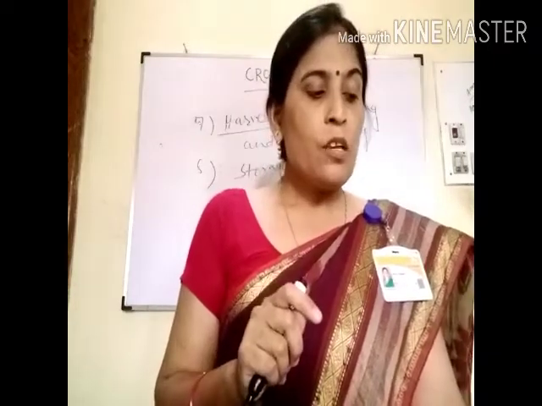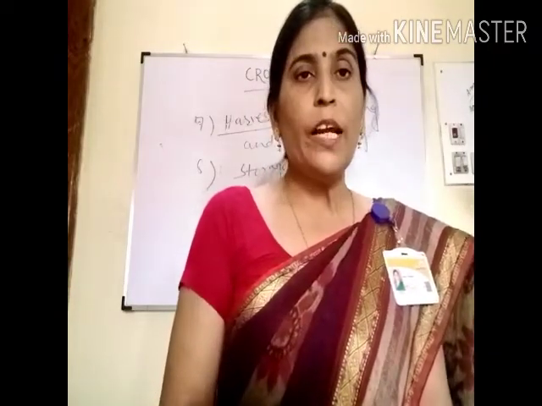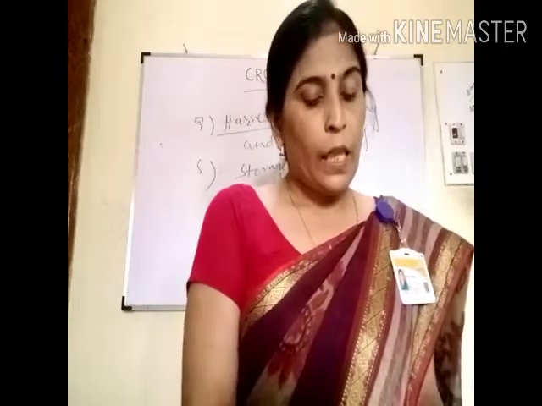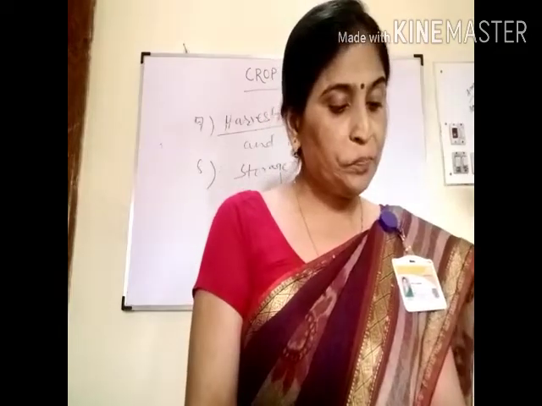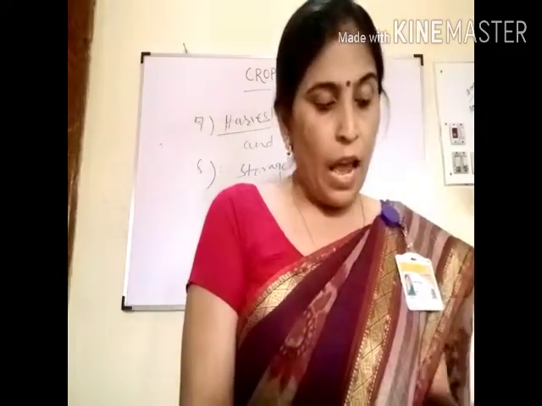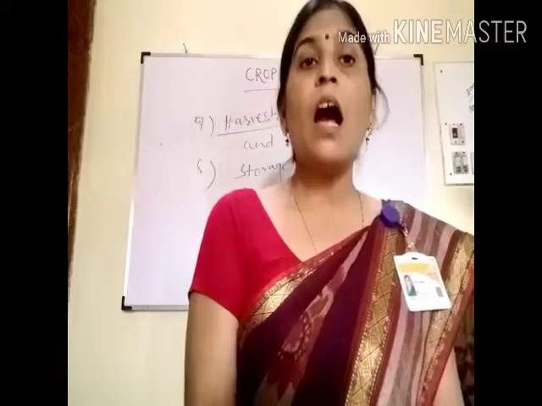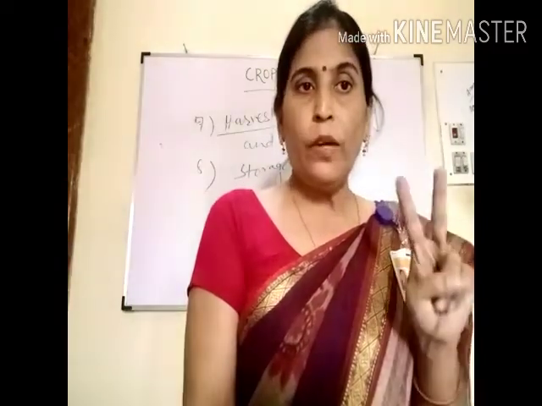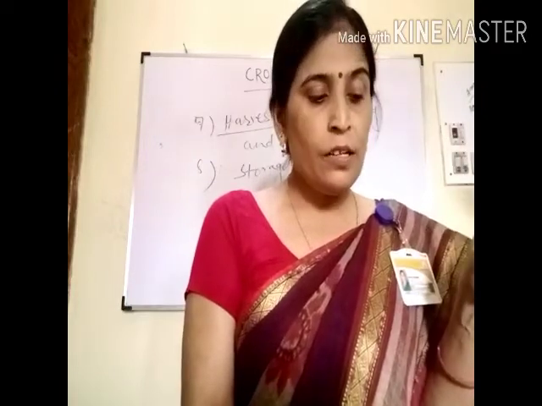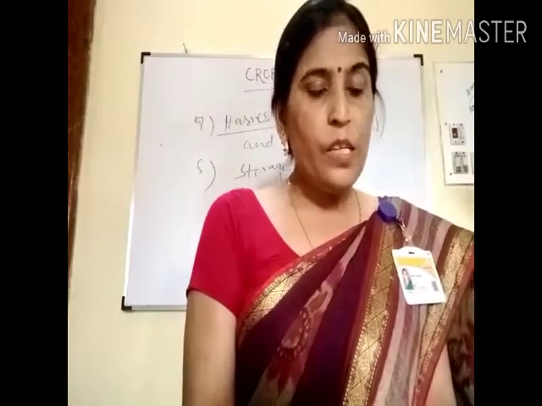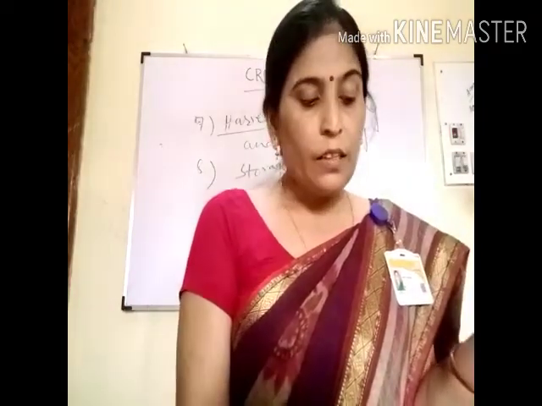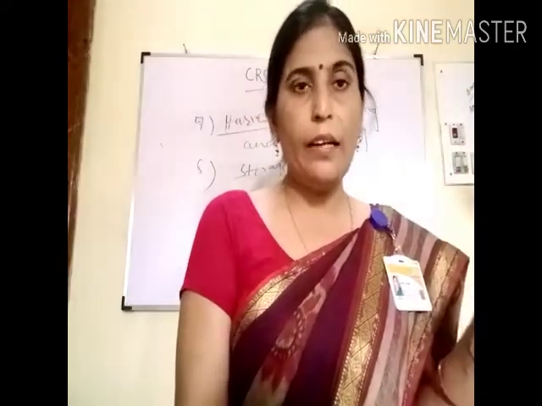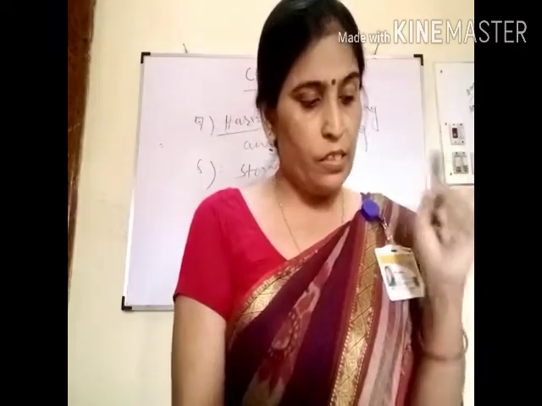Like suppose one variety has resistance to disease, and the second variety has a high yield. So when these two varieties are crossbred, we get a third variety that has both high yield and resistance to disease.